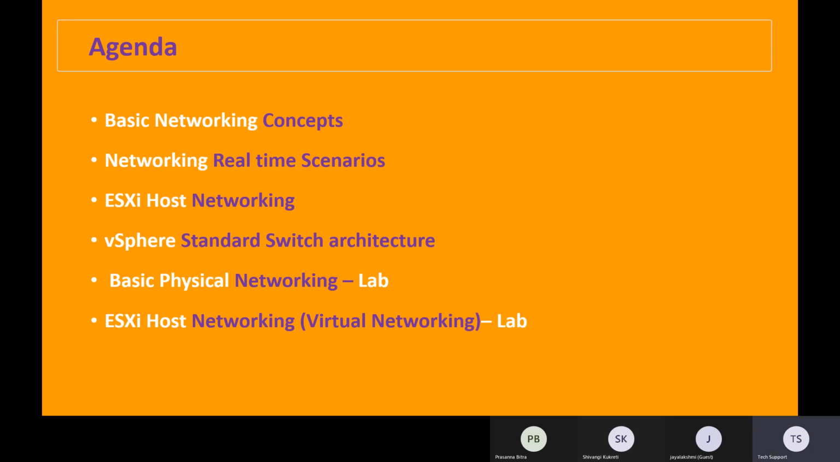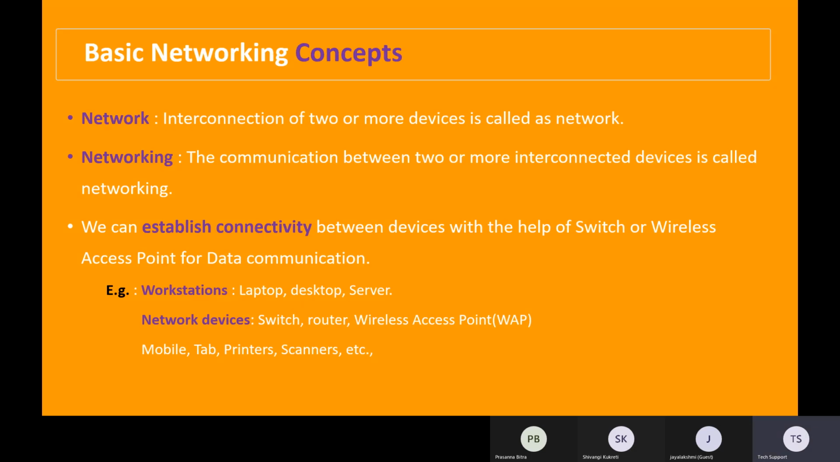So let's start with basic networking. Before going into networking, first understand what a network is. A network is nothing but the intercommunication of two or more devices. Here, a device can be any system: a laptop, desktop, or server, either a physical server or an ESXi server. Any device. The interconnection between two or more devices is called a network. Networking means the communication between two or more interconnected devices.